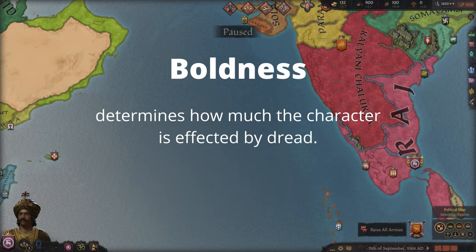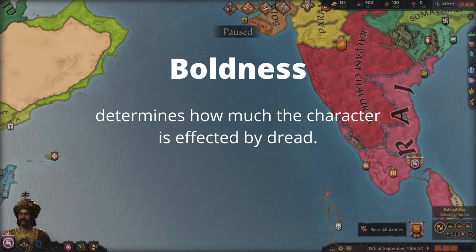And so with an AI personality, if you have a lot of dread and you have vassals or neighboring rulers that are very fearful, on the negative side of boldness, they're not going to act out against you as much because they are fearful of you. But if you have very bold vassals or very bold counselors or very bold neighboring rulers, you could have more dread, and they're not going to back down from that.